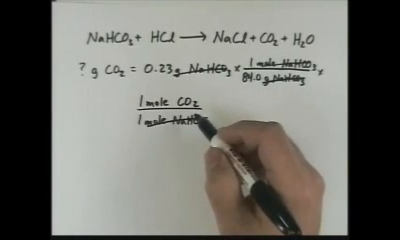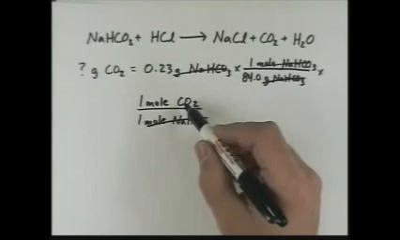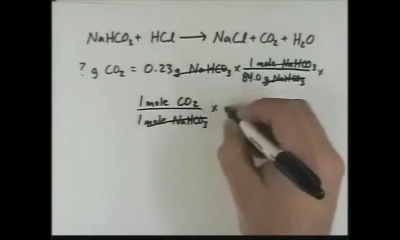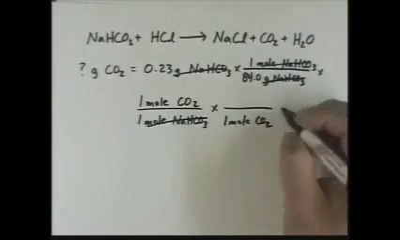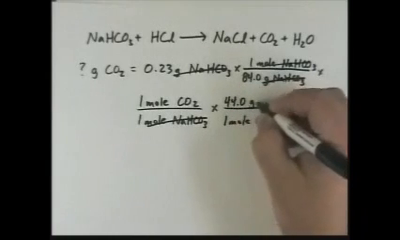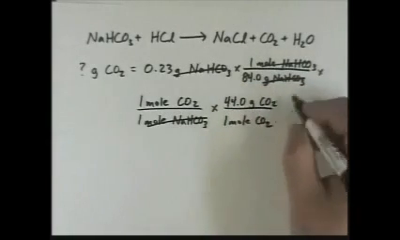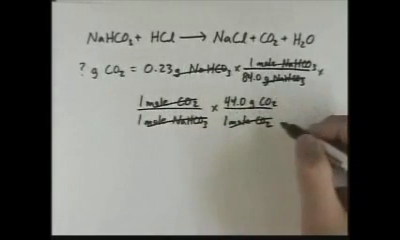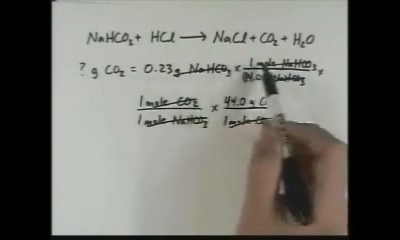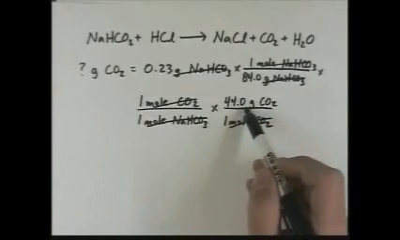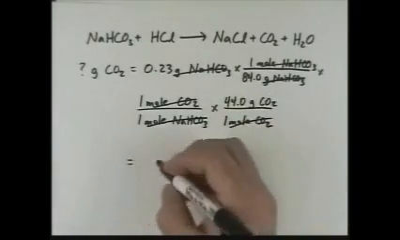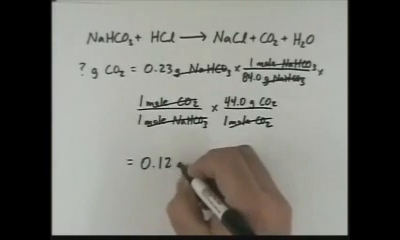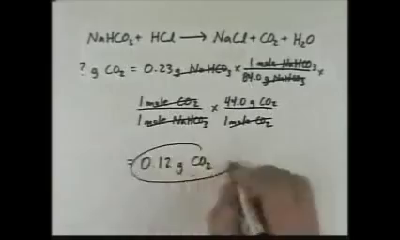Now I can use the molar mass to convert moles of carbon dioxide into grams of carbon dioxide. I put 1 mole of carbon dioxide on the bottom and 44.0 grams of carbon dioxide on the top. The moles of carbon dioxide cancel. And finally, I multiply 0.23 times 44.0 and divide by 84.0 to give me 0.12 grams of carbon dioxide.